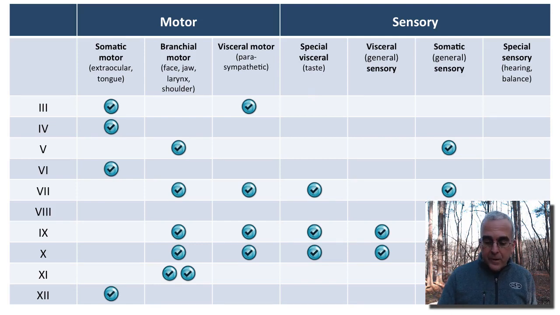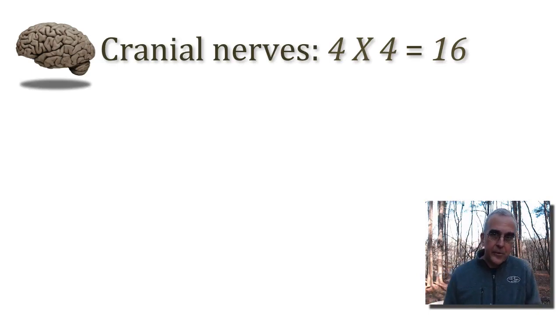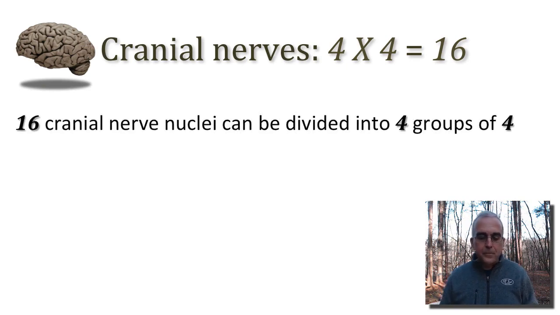Okay, well, I'm going to try to simplify this for you just a little bit, borrowing a scheme that I've learned from my colleague here at Duke, Dr. Nell Kant. Dr. Kant suggests that we can think of the cranial nerves as being related to 16 cranial nerve nuclei. And these 16 nuclei can be grouped into 4 groups of 4. So it's sort of a 4 by 4 equals 16 perspective on the cranial nerve nuclei. So 16 cranial nerve nuclei that are subdivided into 4 groups of 4.